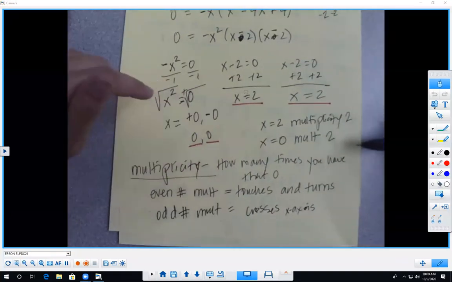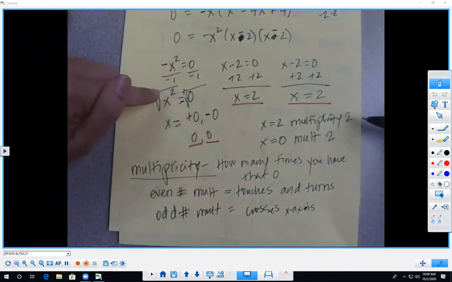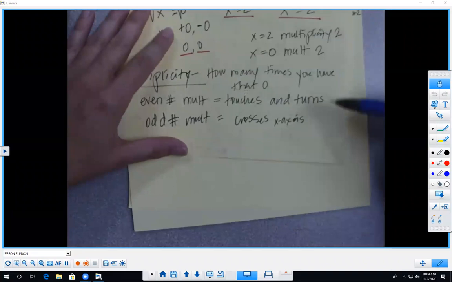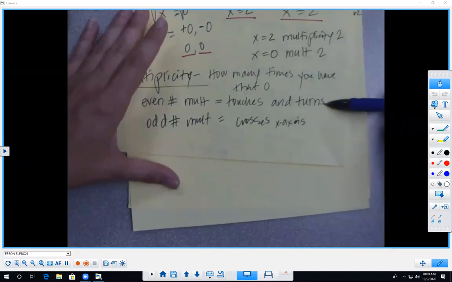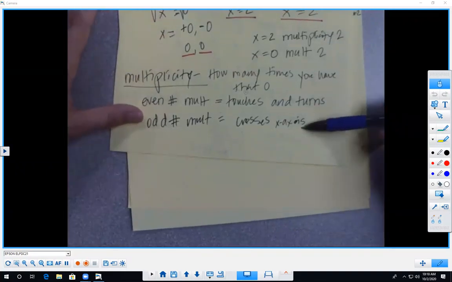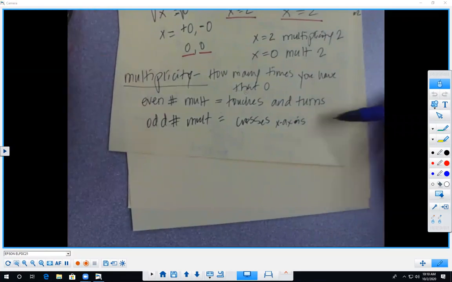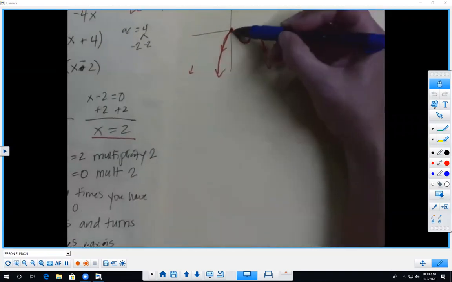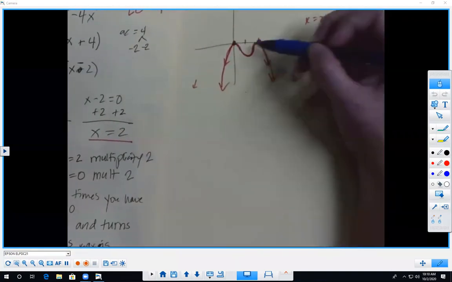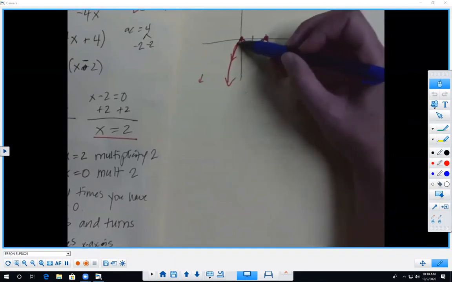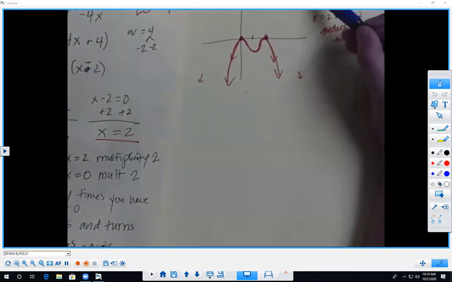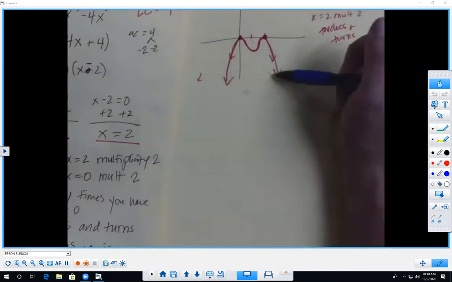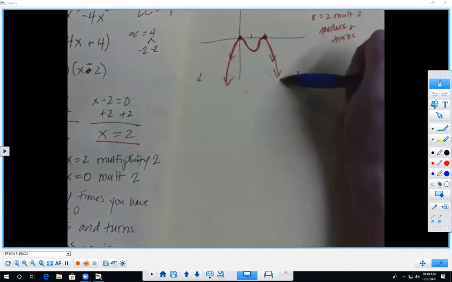The multiplicity tells us what the graph does at that x-intercept. If it's an even multiplicity, the graph touches and turns at that x-intercept. If it's an odd multiplicity, it crosses the x-axis at that x-intercept. We took that problem and graphed it. We knew it had an intercept at 0 and an intercept at 2. We knew it touched and turned on both of those, and since it was even degree, negative leading coefficient, we knew it went down. So our graph looks something like that.